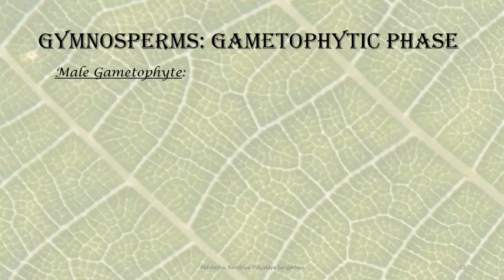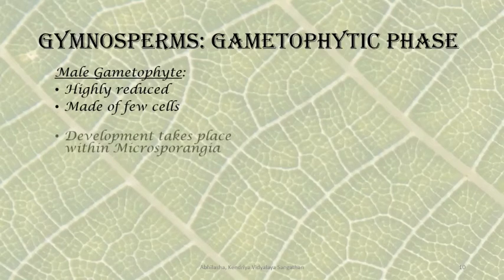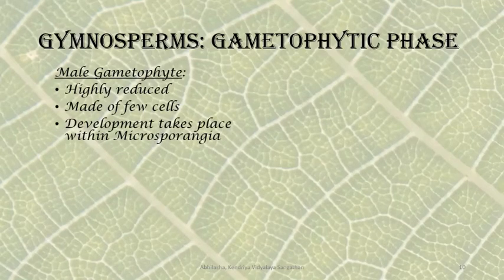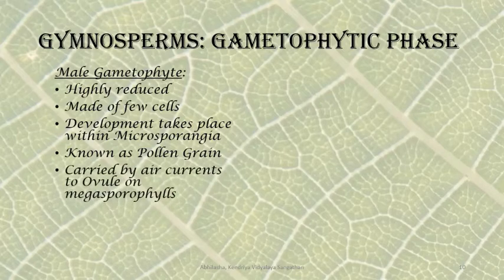The gametophytic phase here is highly reduced and is dependent upon the parent sporophyte. In pteridophyte, we studied about prothallus, which is photosynthetic and is independent. That is the gametophyte of pteridophyte. But here the gametophyte is further reduced. It is made of very few cells, and for the entire lifespan, the gametophyte remains attached to the sporophyte. Development takes place inside the microsporangia, and this male gametophyte is known as pollen grain.